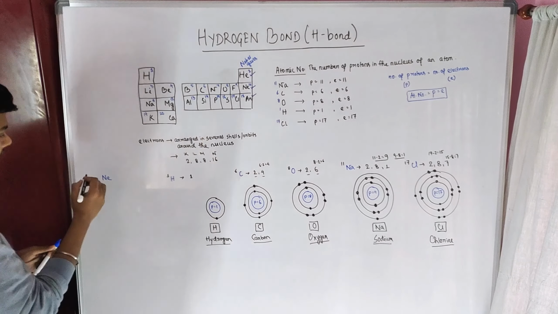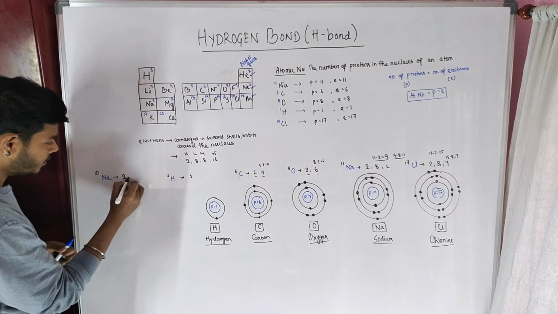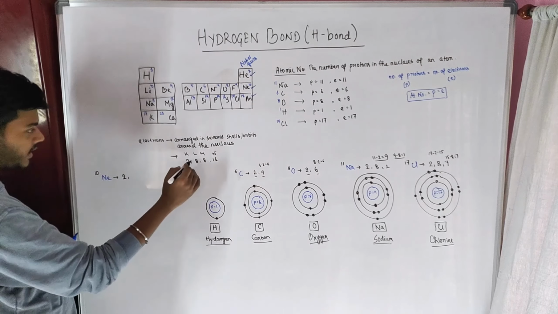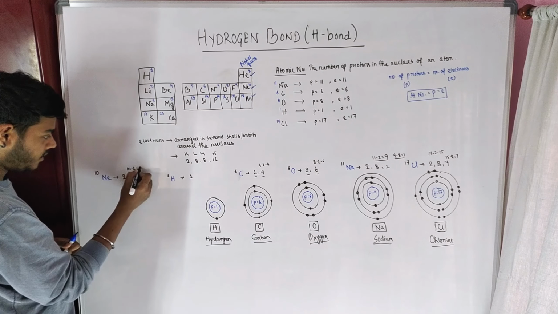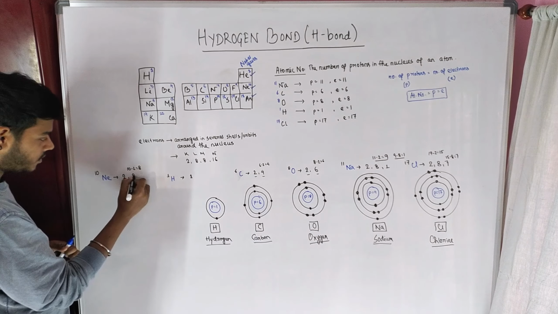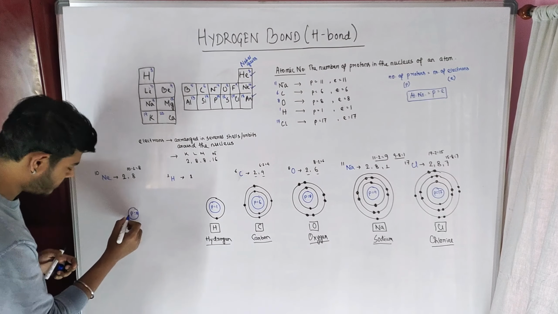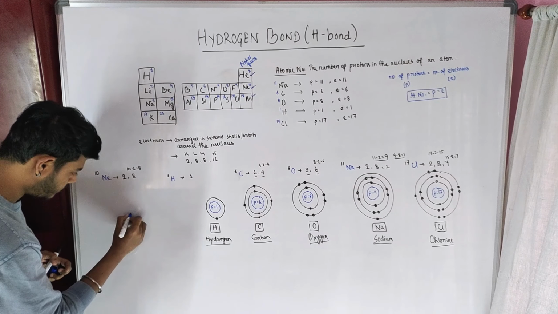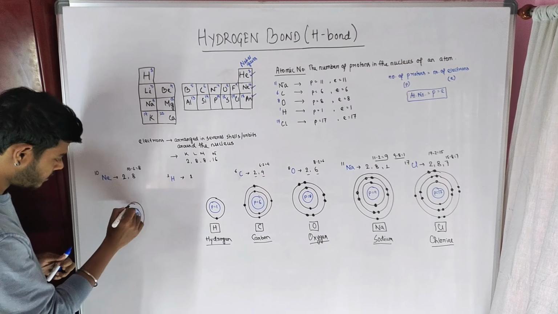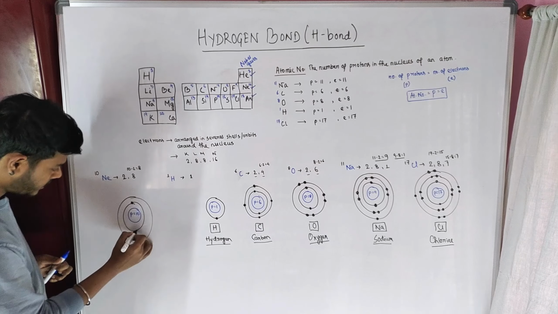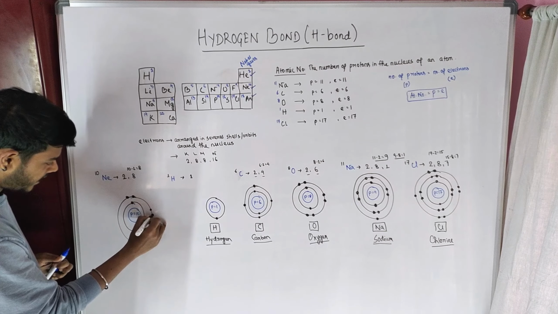Neon has atomic number 10. So it will have 2 electrons in the first shell. The next one can have a maximum of 8. So it has 10, with a remaining 8 electrons. So these 8 electrons will go to the second shell. So there is a nucleus of 10 protons, and around that in 2 shells or 2 orbits there are 10 electrons. 2 in the first shell and 8 in the next one.